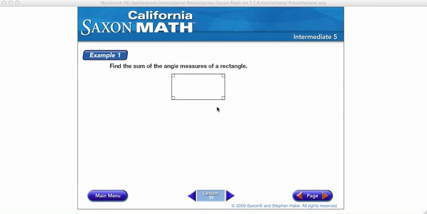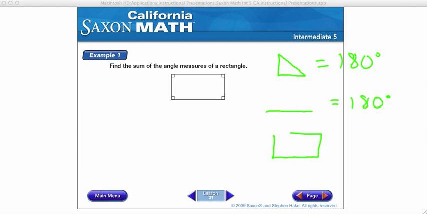Hi everyone, today we're going to be talking about lesson 31, the sum of the angle measures of a triangle or rectangle. So today we did the investigation looking at measuring with a protractor, and we learned that a triangle always adds up to 180 degrees. We learned that a straight angle inherently equals 180 degrees, and a rectangle has a sum of its measures of 360 degrees.